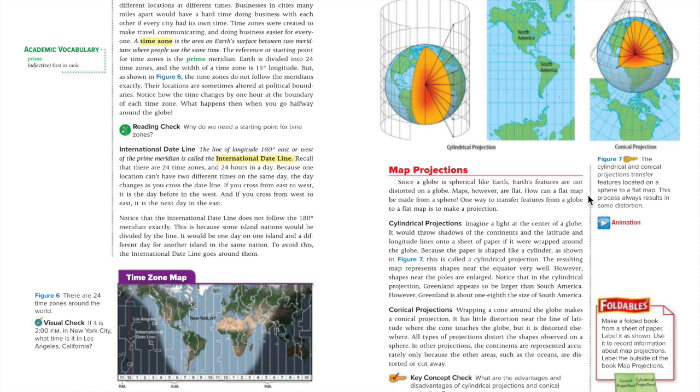So in other projections, the continents are represented accurately only because the other areas, such as the oceans, are distorted, right? So either way, any of these projections are going to be distorted and not true to size. Your best bet for trying to map the Earth is to use a globe because the Earth is round and a globe is round. Okay, so that's it for today.